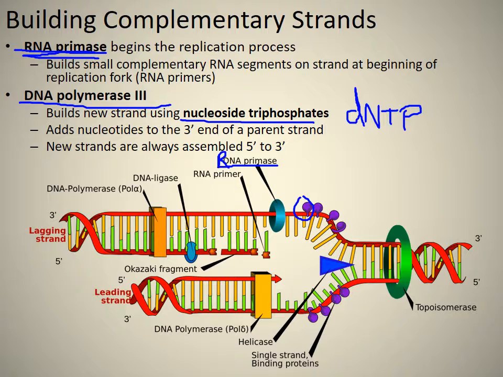The d means deoxyribose, the sugar that is found in the DNA molecule. Nucleoside triphosphates have three phosphate groups, and those phosphates take part in the reaction that assembles this new complementary strand. Again, remember, the strands are always synthesized or assembled from 5' to 3'.